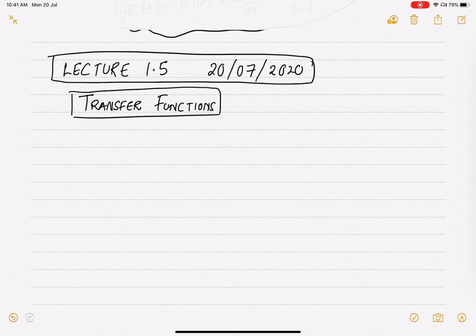Welcome to lecture 1.5. In this lecture, we're going to talk about transfer function representation of systems. This is a very important representation from the control systems perspective. So we'll start from where we left off last time.